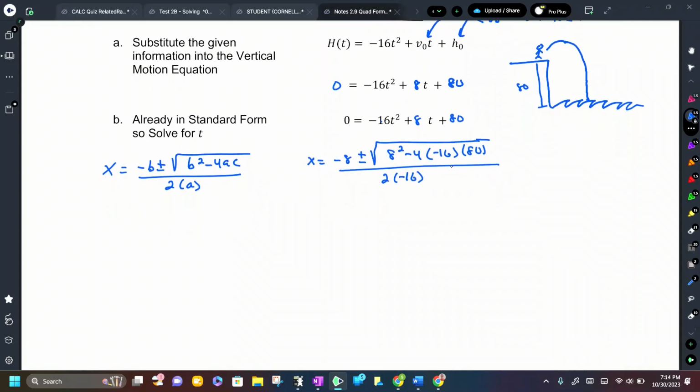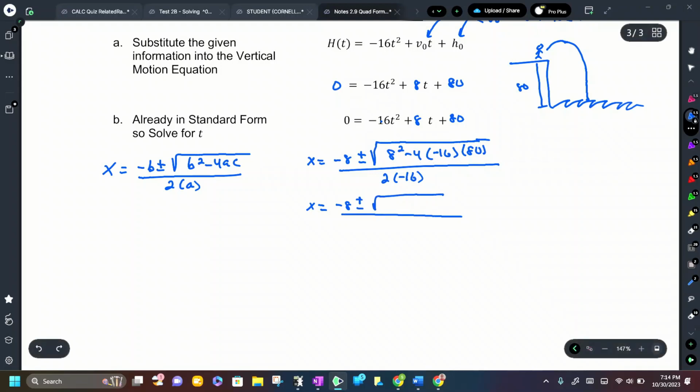Before we put this big giant mess in the calculator, I want to clean it up just a little bit. We know our -8 is not going to change. This is going to be plus or minus the square root. I calculated the value of the discriminant earlier, and the discriminant is 5,184. And this is all over 2 times -16, so that's -32.